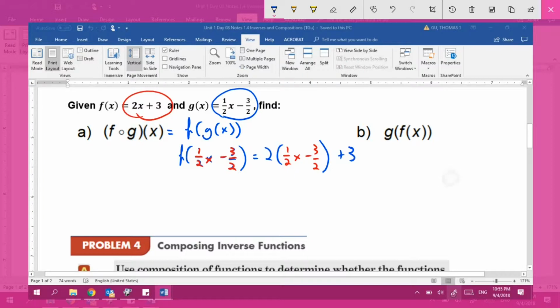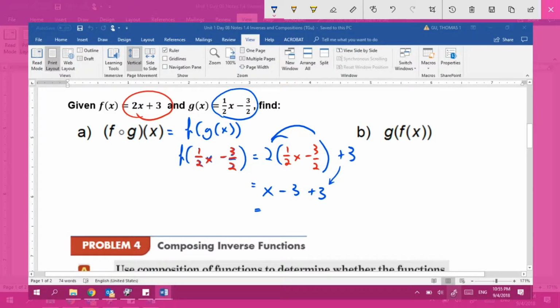We're going to distribute the 2 to both of these numbers. 2 times 1/2, that just cancels the 2 on the bottom right there, so it just becomes x. And same thing with the second part. It cancels the 2 on the bottom. That just becomes minus 3. And then we can see at the end we've got the plus 3, so let's not forget this. So plus 3.